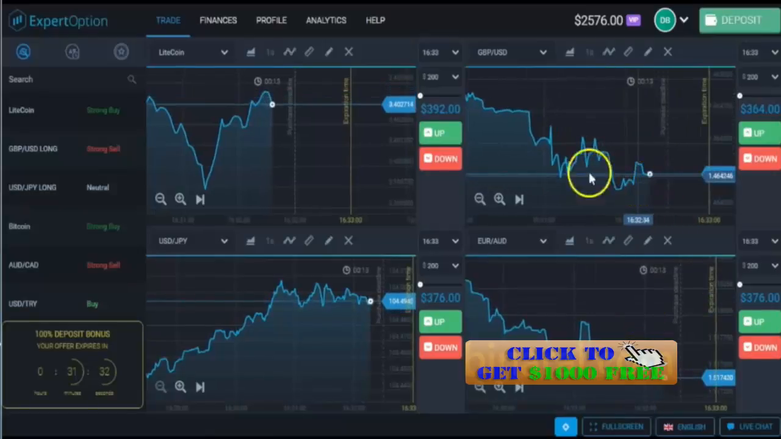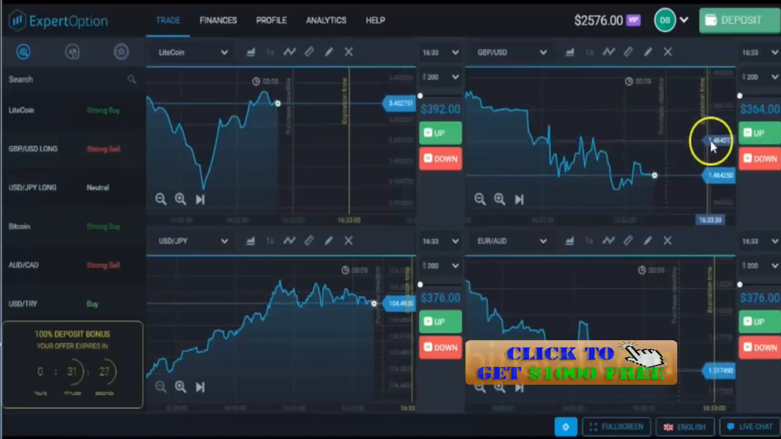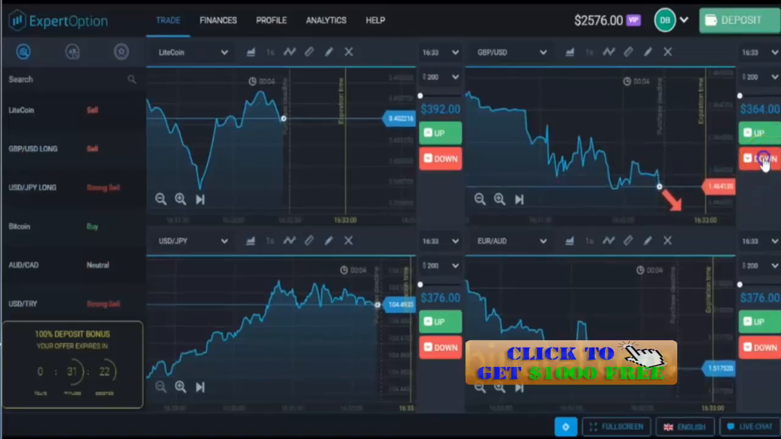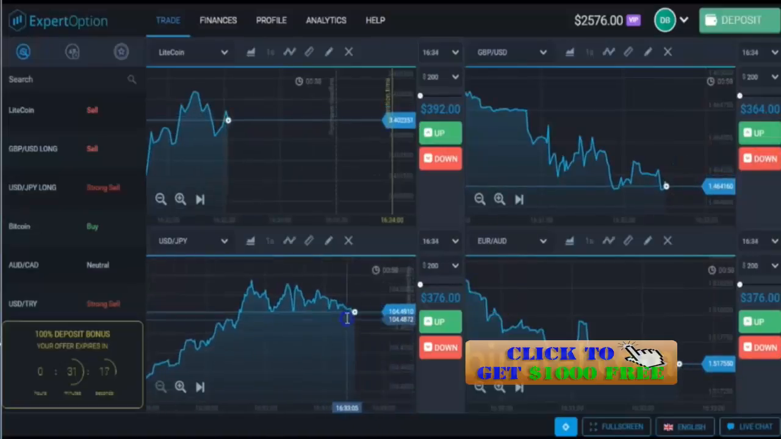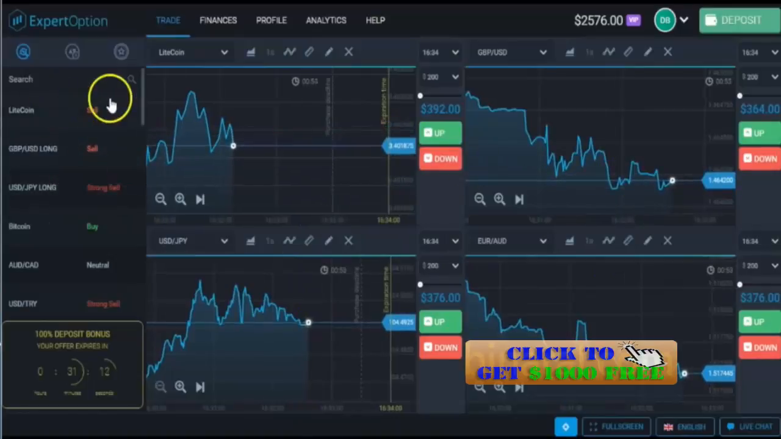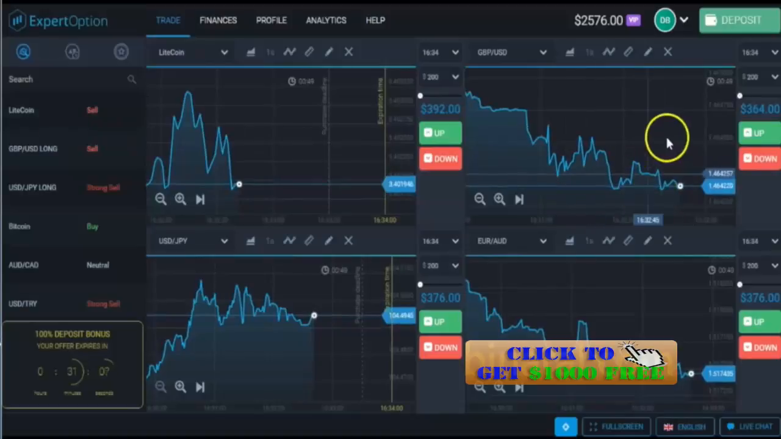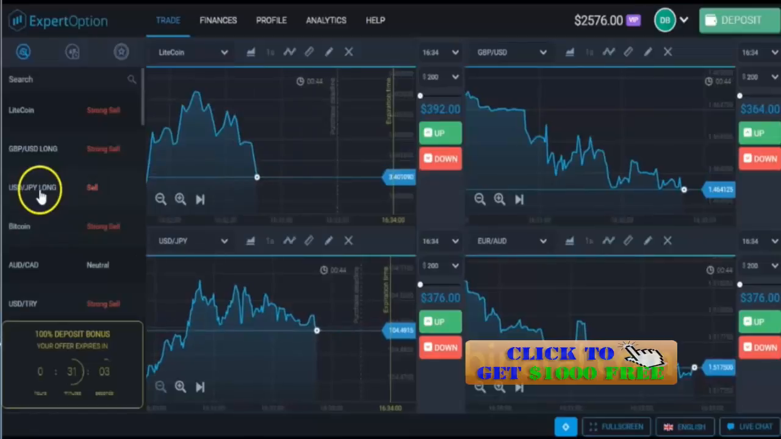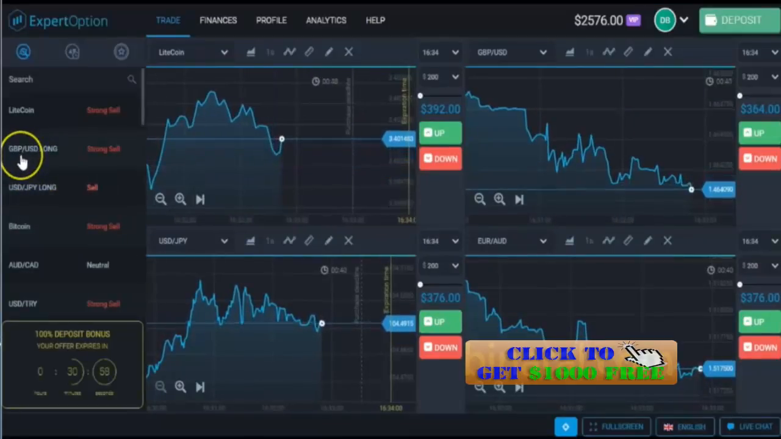So we can do it on another currency pair graph. We have a strong sell here on Great Britain pound versus dollar, so we can make such a bet. Oh, okay, no. We will make it to the next minute. The signal changed in the moment when I was going to make a bet, so it's better to wait for another minute. So we have a strong sell on Litecoin.